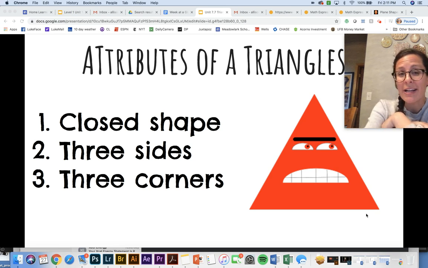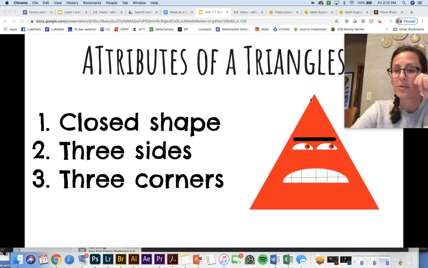In order to be a triangle, it must also have three sides. Everybody say three sides. Good job, three sides, awesome. So that means you can see right here, and I'll use my little pointer. We have side 1, side 2, side 3, and they are all closed. I don't know exactly why I chose such a mean looking triangle, but that's okay. Maybe we can make them happy by the end.